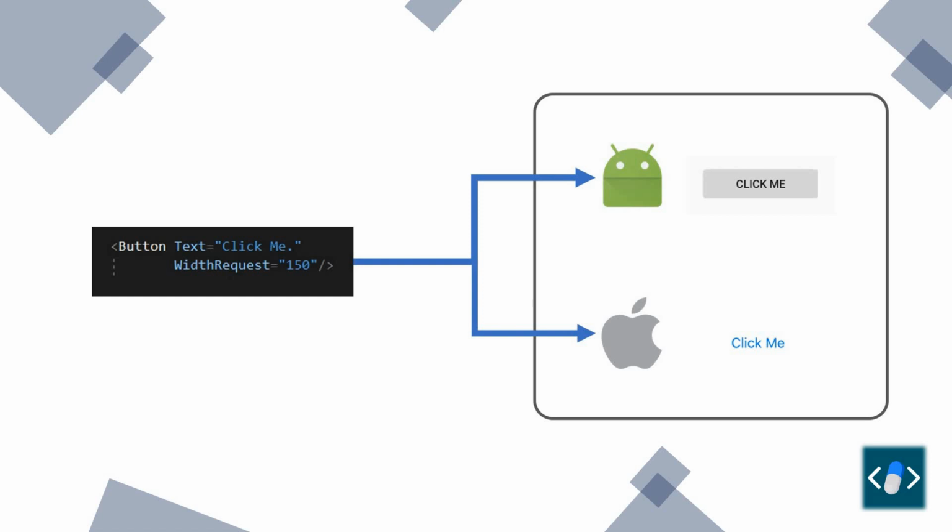We use custom renderers when we want to customize the appearance and behavior of a control. So we can make our own custom renderers for each platform, and we can make them look same or we can make them look different on different platforms as well. Let's look at a demo and understand how it actually works.